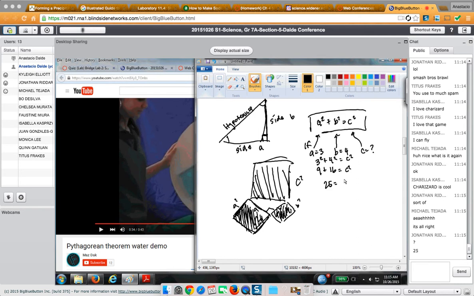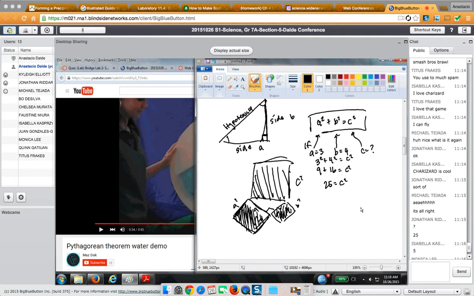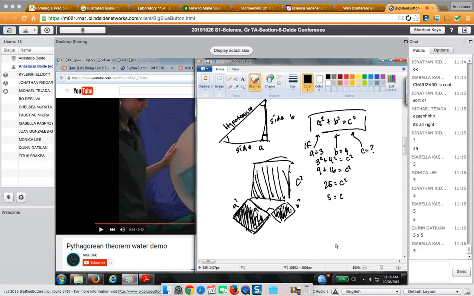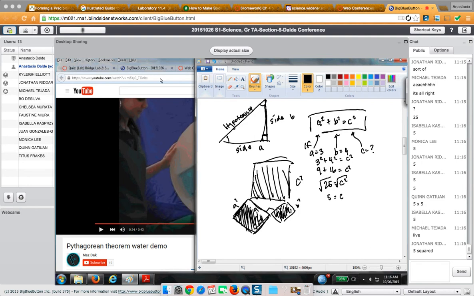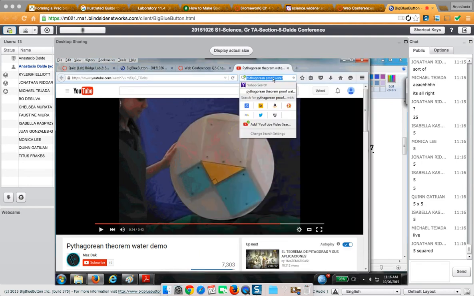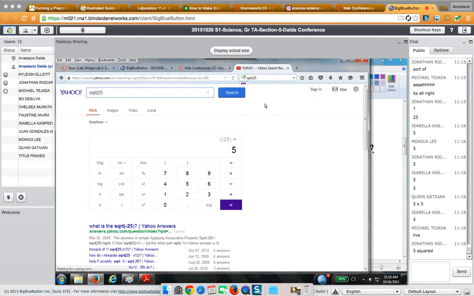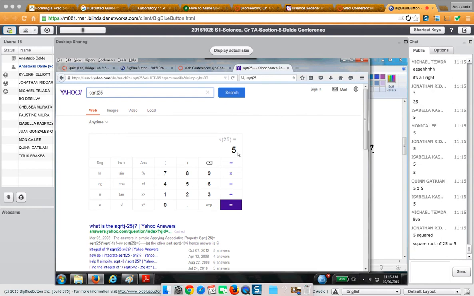And then I asked this question, and a 6th grader answered me last time. What times itself gives you 25? Is there a number that will give you 25? And the answer is 5, exactly. So c is equal to 5. Are we cool with that? We could also figure that out by taking the square root of both sides, because the opposite of a square is a square root. And then if you type into the calculator the square root of 25, you end up getting 5. Are we cool?